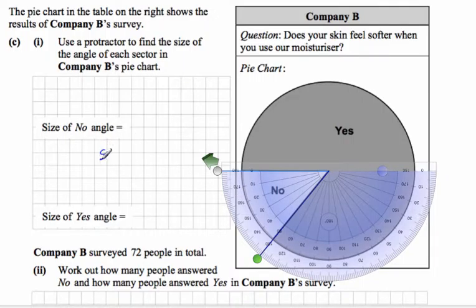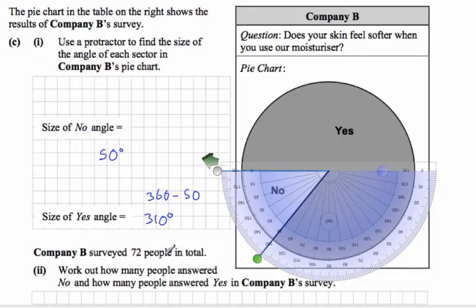It's 50 degrees. Well, the size of the yes angle would be, the whole circle is 360. So if we just take away the 50 from the 360, that leaves 310 degrees for the yes angle. So it's 50 for the no and 310 for the yes.